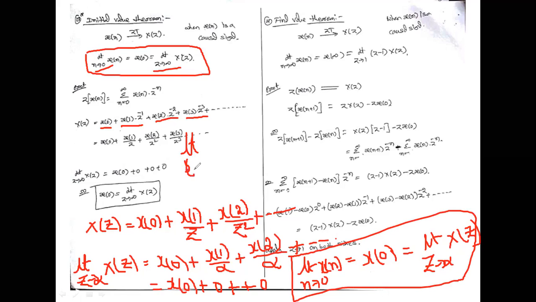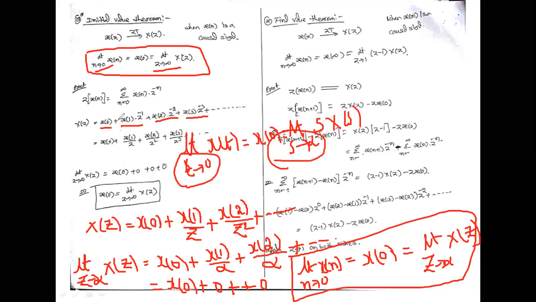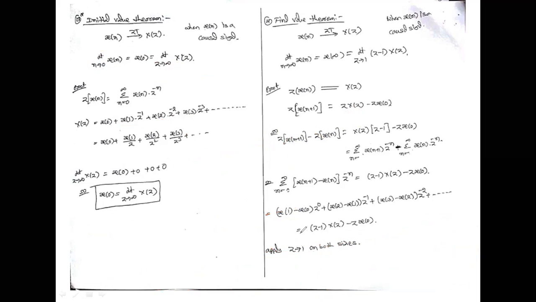What is the Laplace transformation? When t is equal to 0, x(t) is equal to x(0), and the limit s tends to infinity of s into X(s). So remember, this is t equal to 0, that is infinity; n equal to 0, z tends to infinity. Where s is representing the Laplace, z is representing the z transformation. Now coming to the final value theorem.